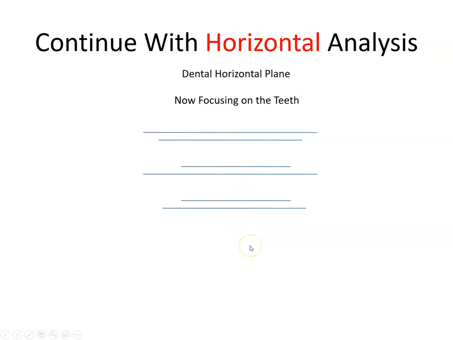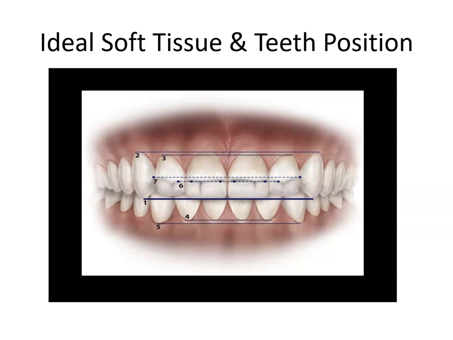There's a few lines, and we're going to go one line at a time to evaluate how the teeth are in relation to each other. So we begin with this picture, which shows the ideal soft tissue and teeth positioning. And we have a lot of lines. Let's focus one line at a time, and then this picture will make sense. We're going to be focusing on line number 1.